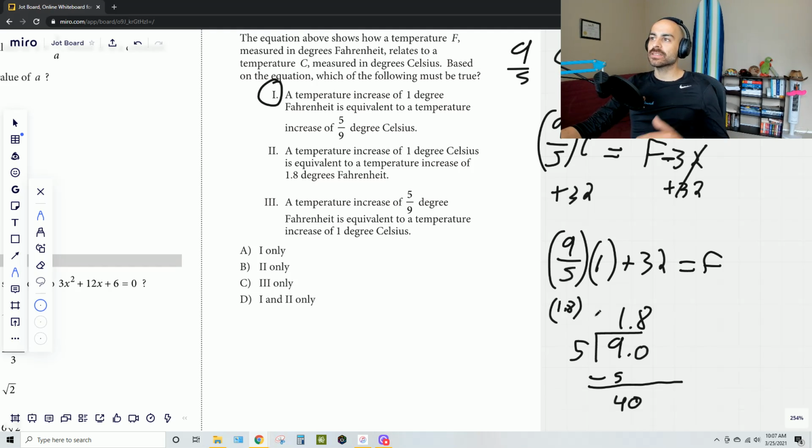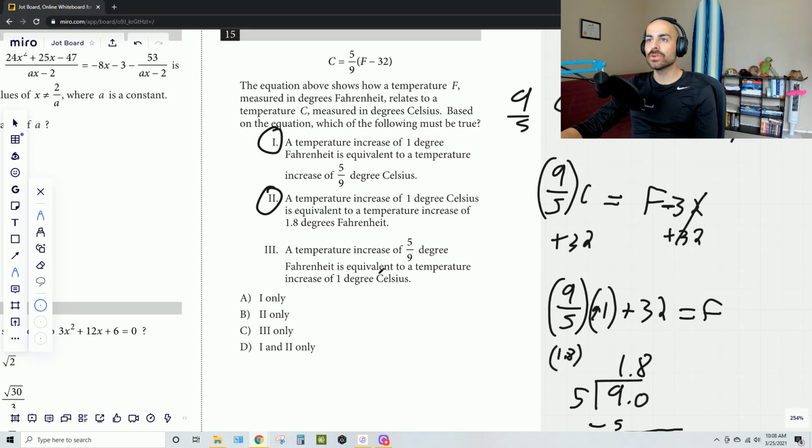And we see that it's going up by 1.8 every time we change the number by 1, right? So we originally had 1, now we have 2, or now we have 3. So an increase of 1 degree Celsius will indeed change it by 1.8 degrees Fahrenheit. So 2 is definitely correct. Now we look at 3. A temperature increase of 5 over 9 Fahrenheit is equivalent, right, to 1 degree Celsius.